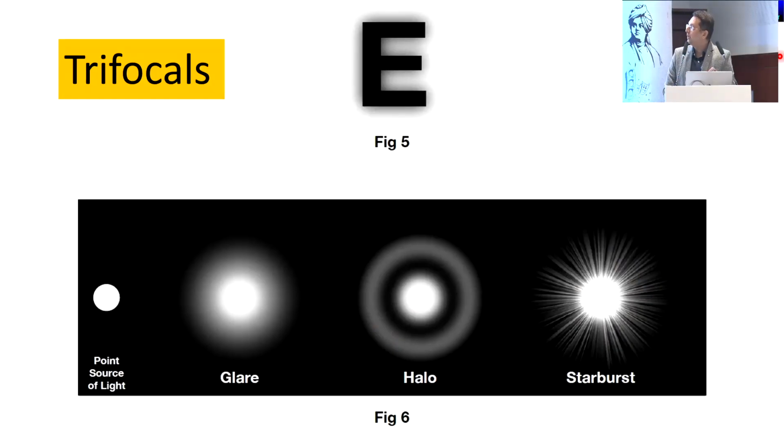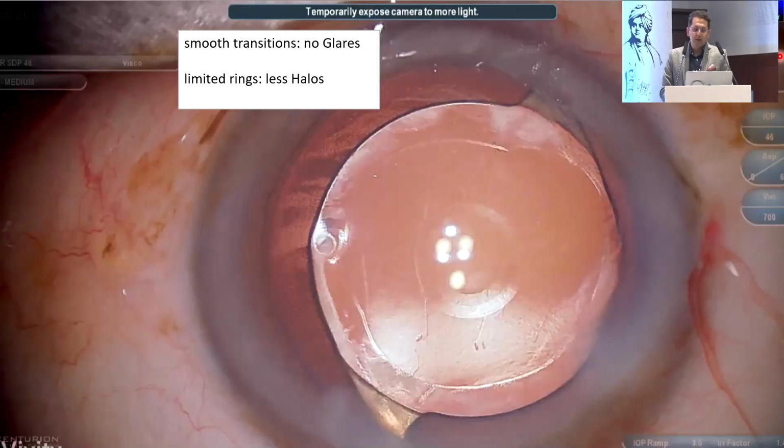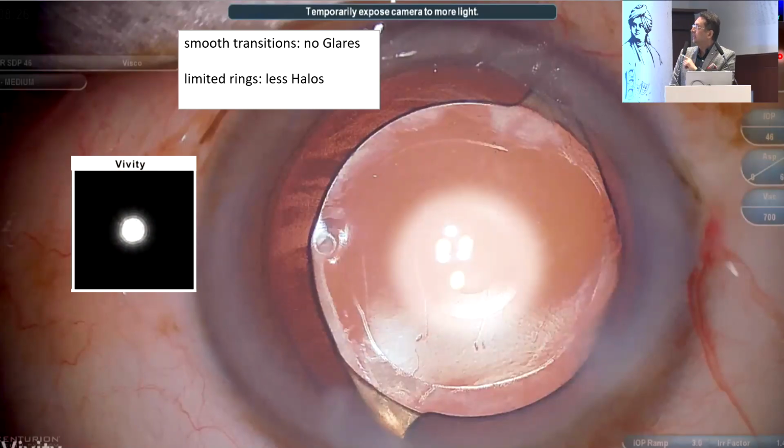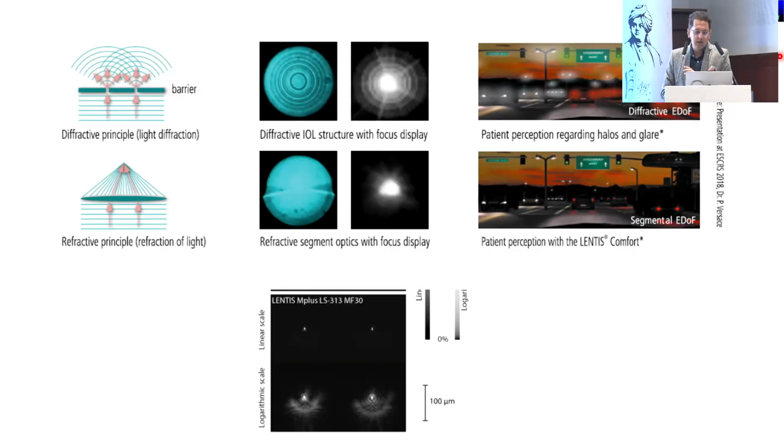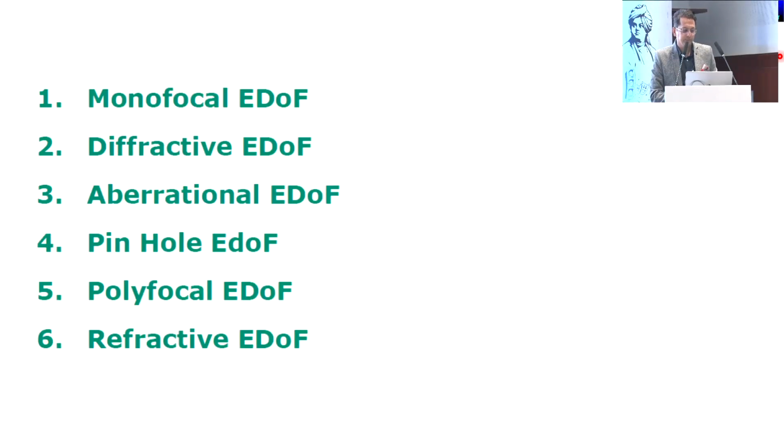So these are the common aberrations we see with the trifocals. Now what happens in an EDOF is that there are smoother transitions, so the glares are significantly reduced. The rings are usually limited as compared to trifocals, so there might be halos, but they are fewer. So that is how we typically see in the case of an extended depth of focus IOL. This is the same which is seen in optical bench testing. I will not go through the details. You can see the upper one is a trifocal, the lower one is an extended depth of focus IOL, which has fewer glares and halos. Now we'll come to the main important part where you have to understand the optics of different IOLs.